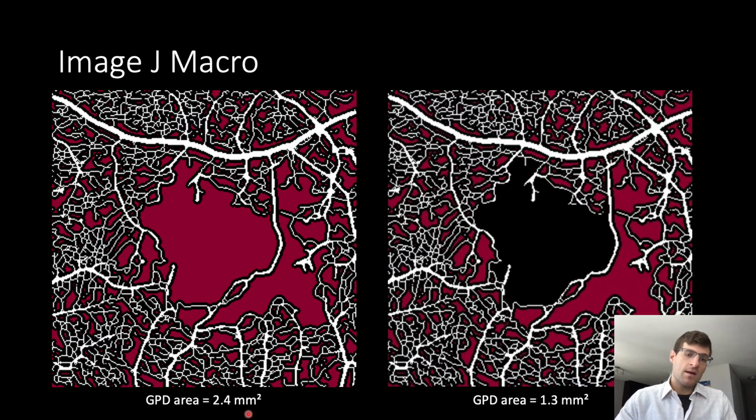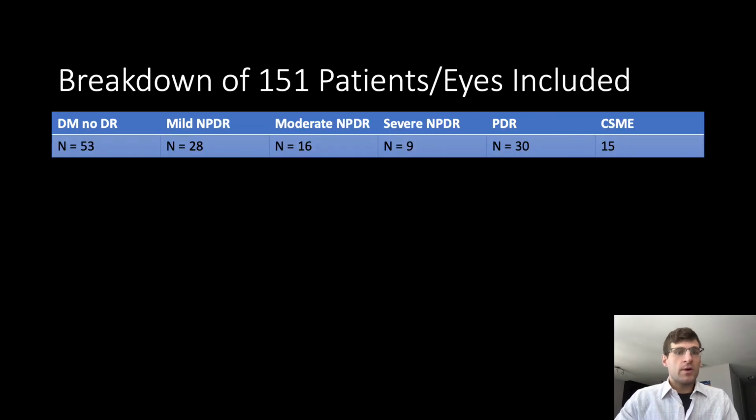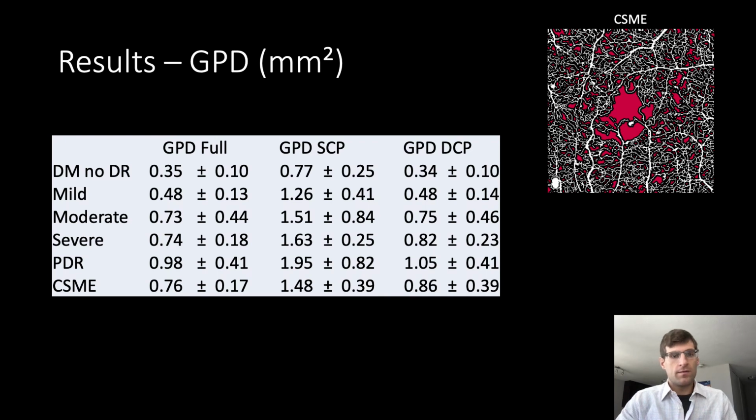It's the same thing as FAZ, it's just in millimeters squared, and we did this with and without the FAZ included. So here's a breakdown of our patients. We had 151 patients. We took one eye from each patient, whichever had the higher quality scan, and we had 81 non-referable eyes as well as 70 referable eyes based on our color fundus photographs.